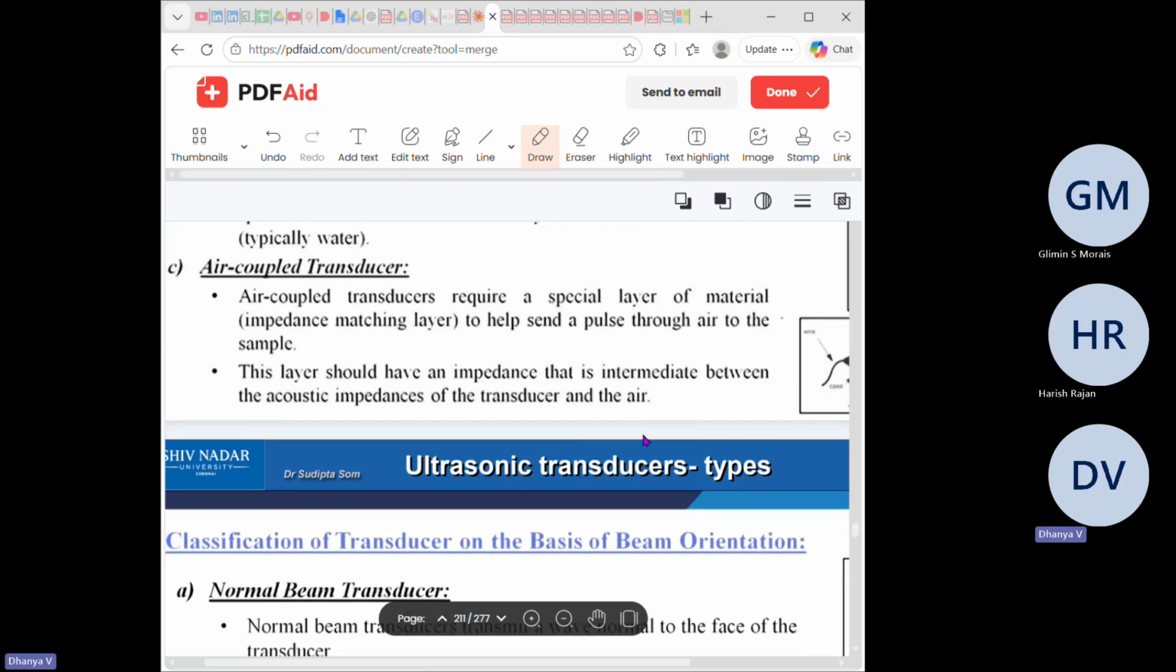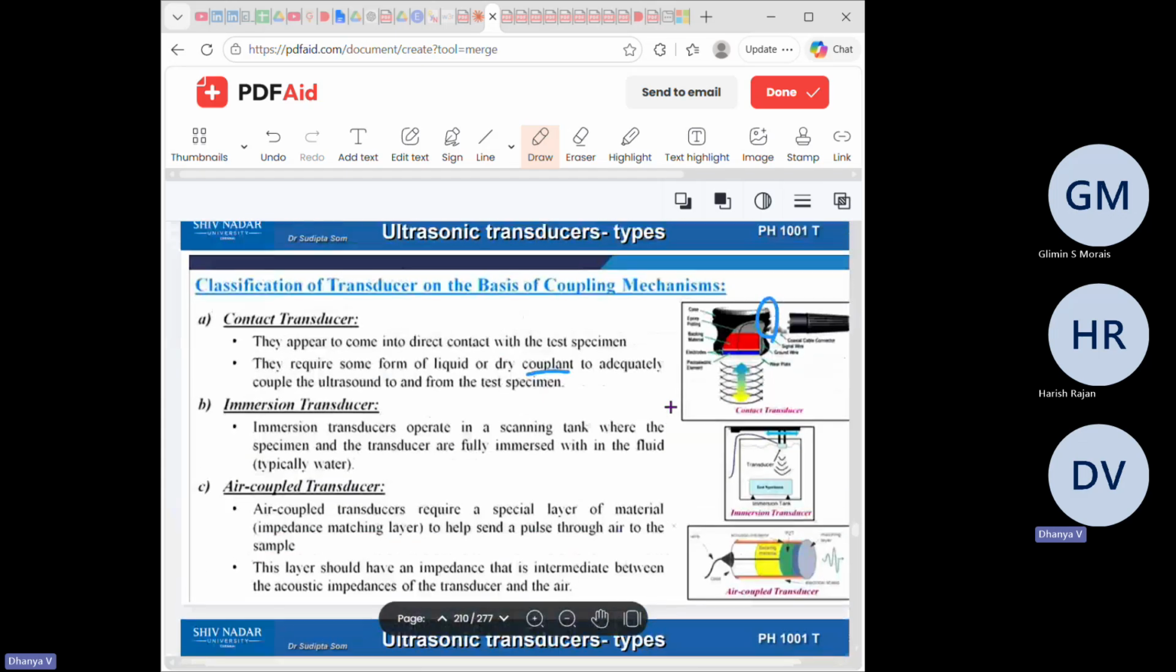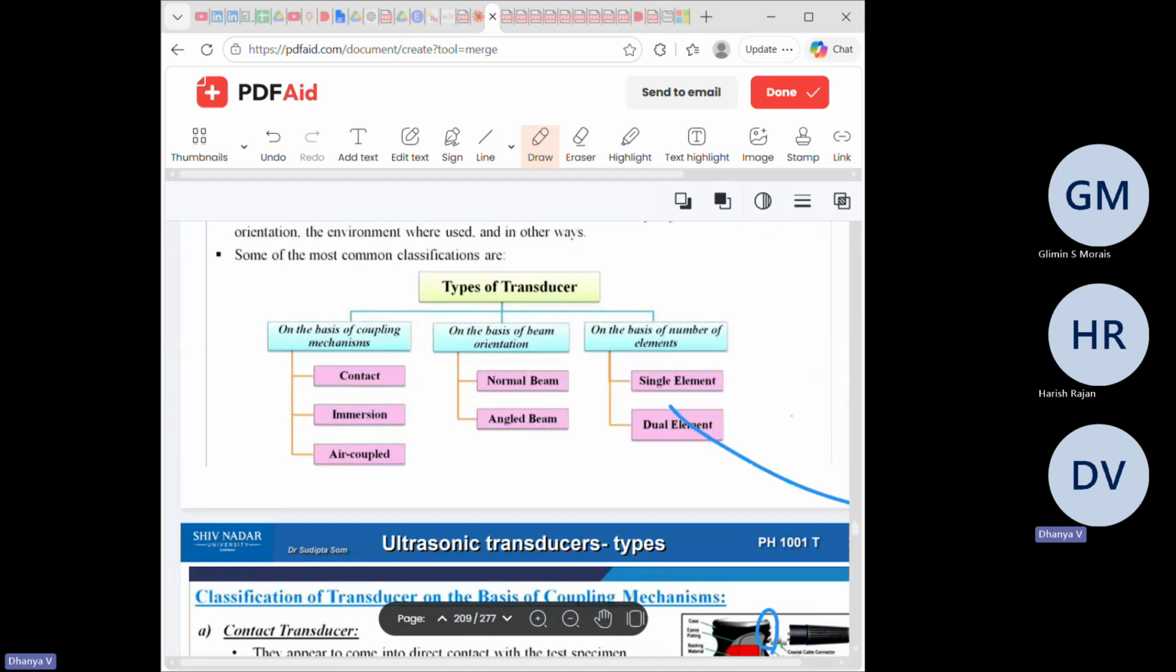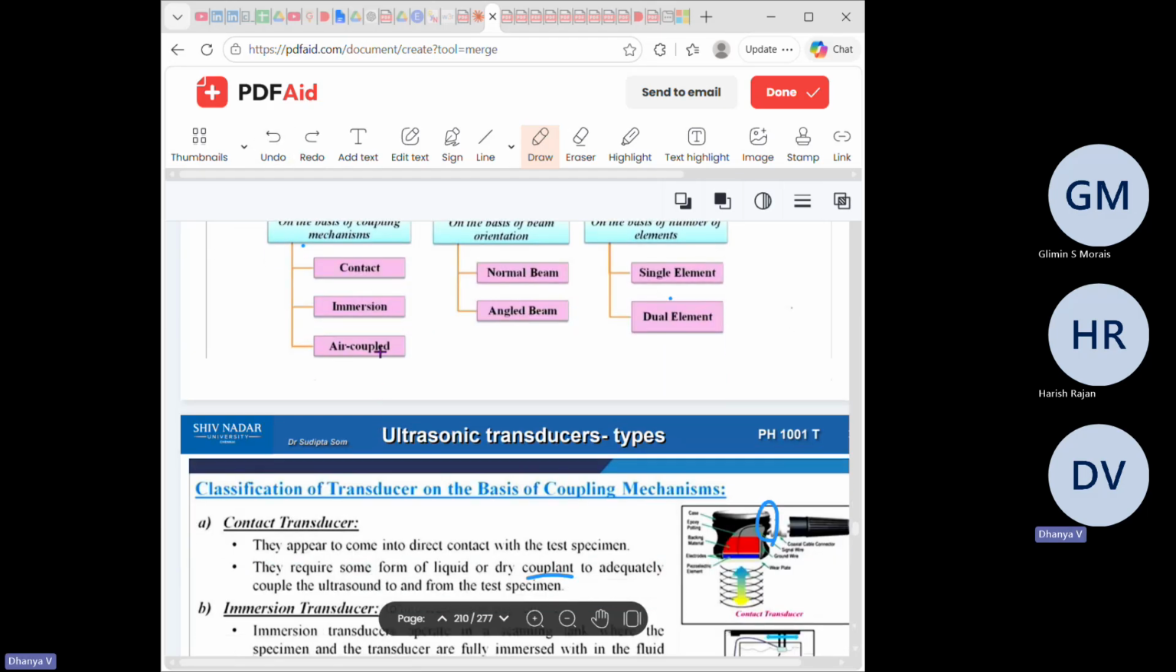I think if you can draw the basic diagram of it and explain in your own words, it will be fine. All of this, you just need to remember the subheadings at least. If you remember, I think it will be fine. So contact, immersion, and air coupled, that you have seen.